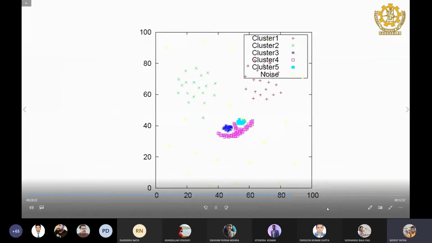Now if we apply the algorithm, this will be the result. This will form one cluster, this will form another cluster, and there will be 3 clusters, and these points are the noisy points.